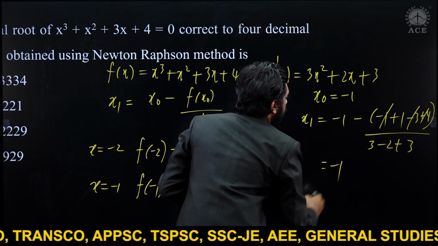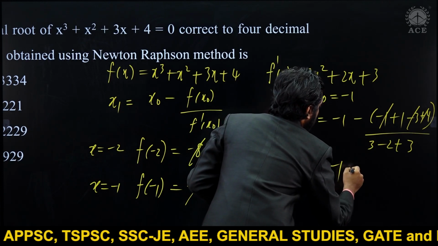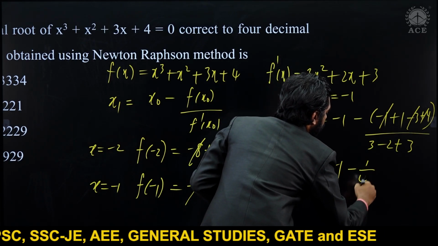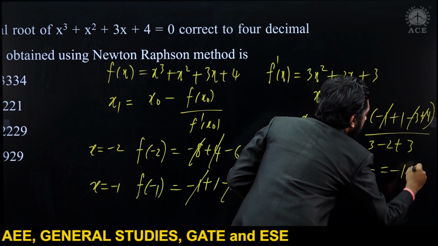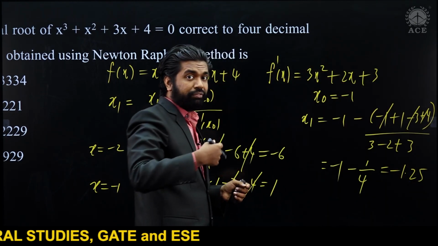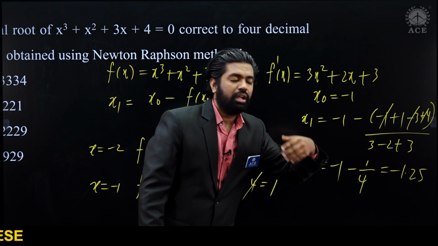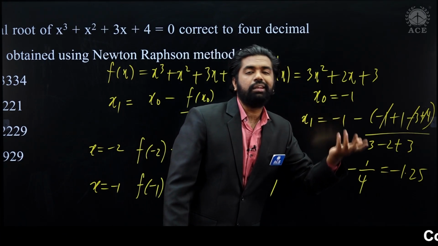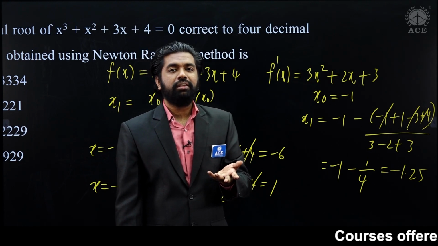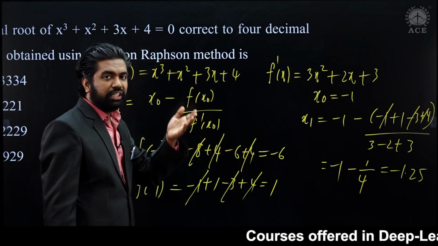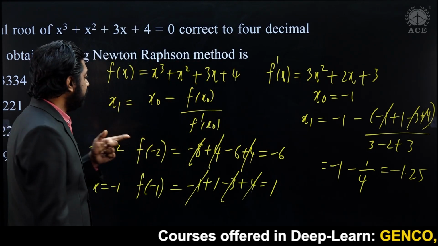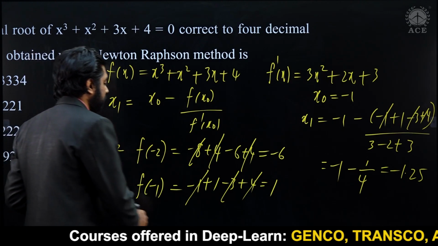So this is minus 1 minus 1 by 4. So how much is this? This is minus 1.25. Now you have to use this as your next approximation, as your guess, and then find the next approximation, that is x2, x3. Once you do that, you will see that the sequence is converging, and then you will see the answer for this problem.